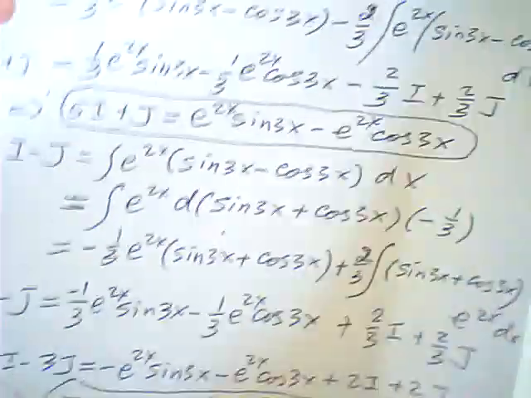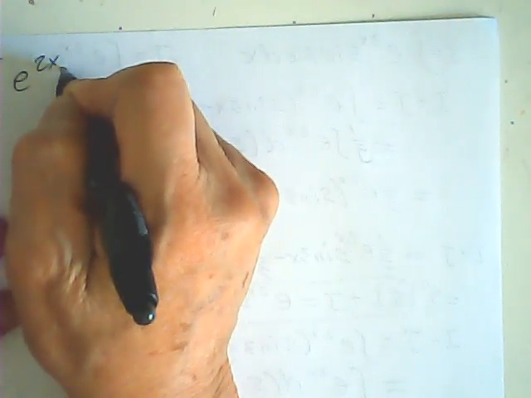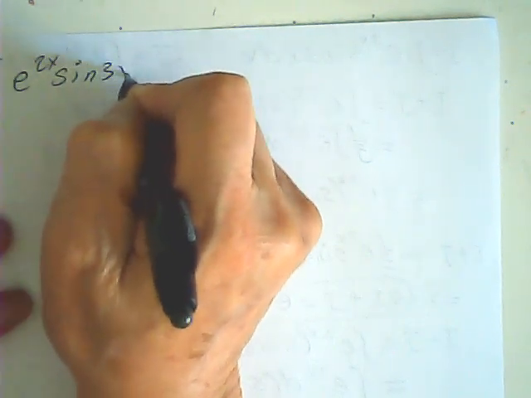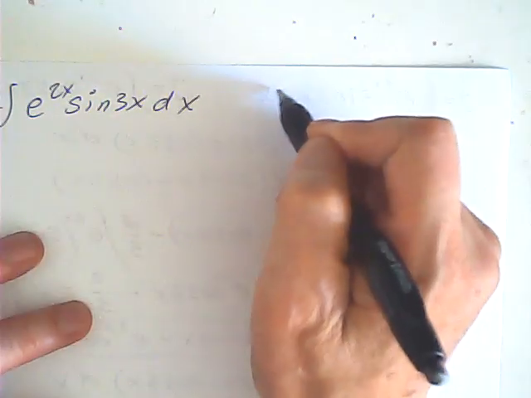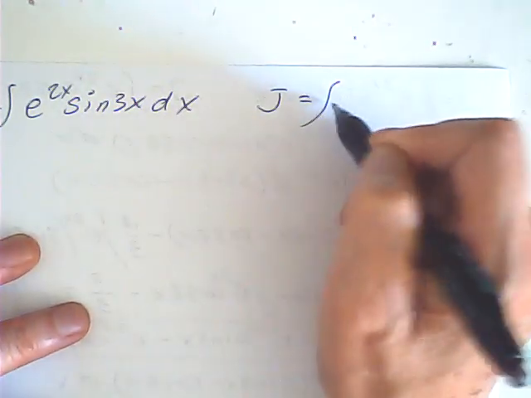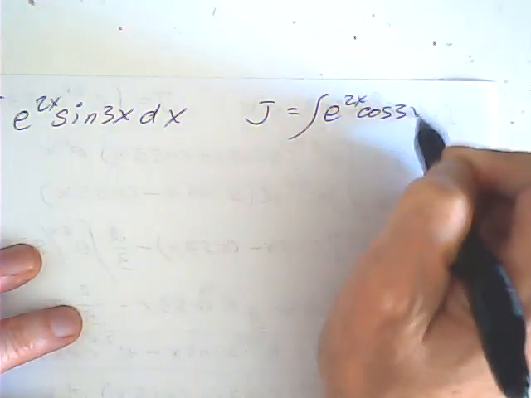Okay, this is the second method. Now the third method. This is the integral of e to the 2x sine 3x dx. I call this one I, and I created J, which is the integral of e to 2x cosine 3x dx.